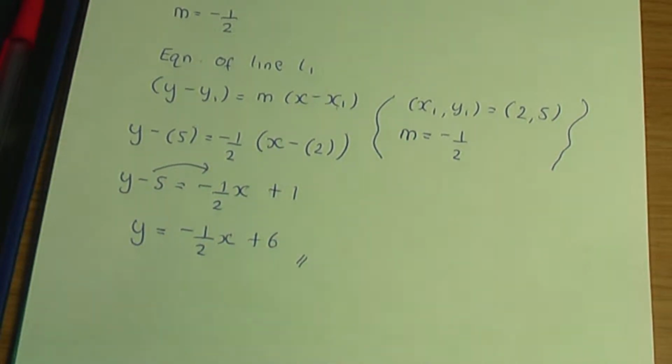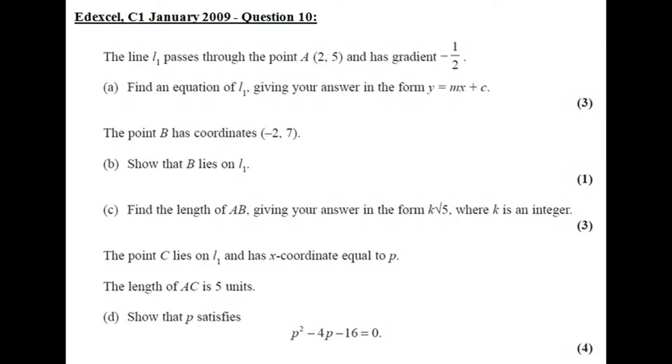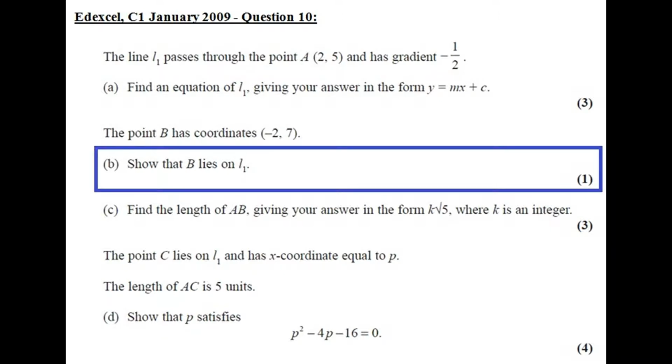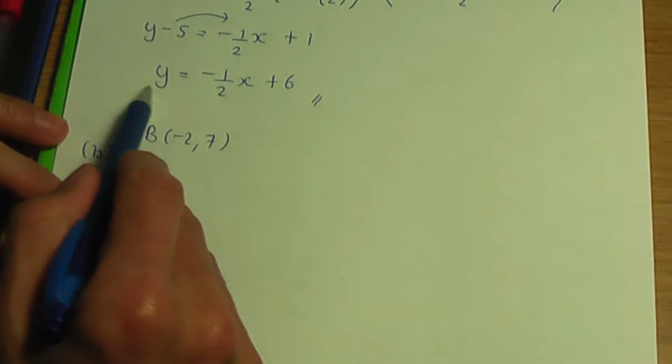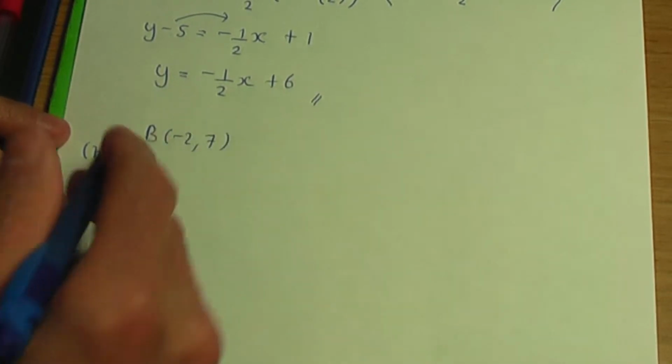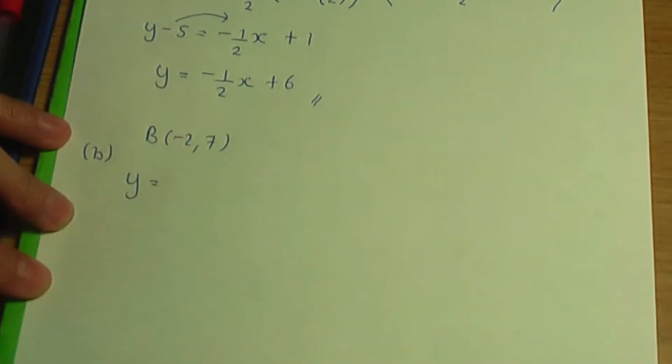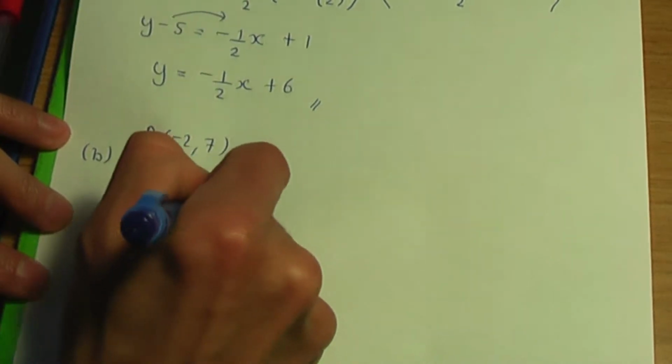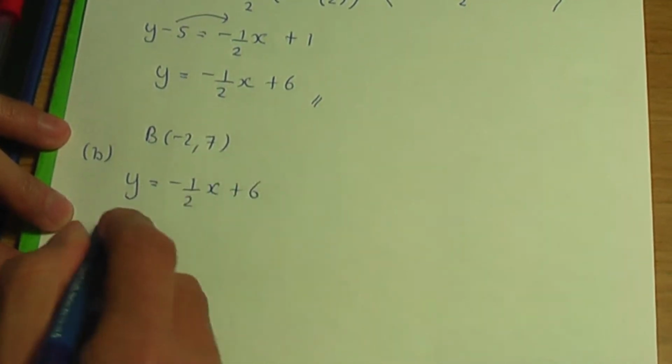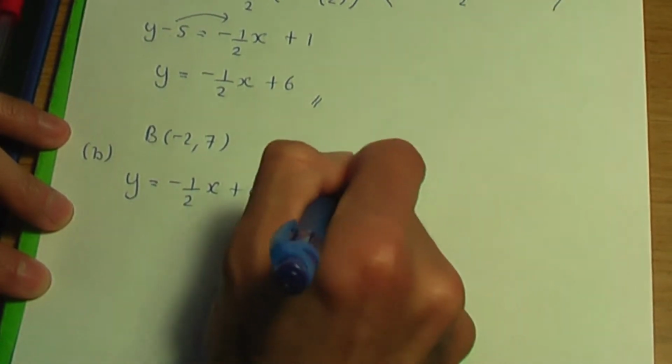Back to the question. Now, the point B has coordinates. So B has coordinates minus 2 and 7. Show that B lies on L1. So let's think about this part of the problem. Let's get back to the paper and pen. Now we have the equation of L1, so let's write the equation. Y is minus half x plus 6, so that's the equation of L1.